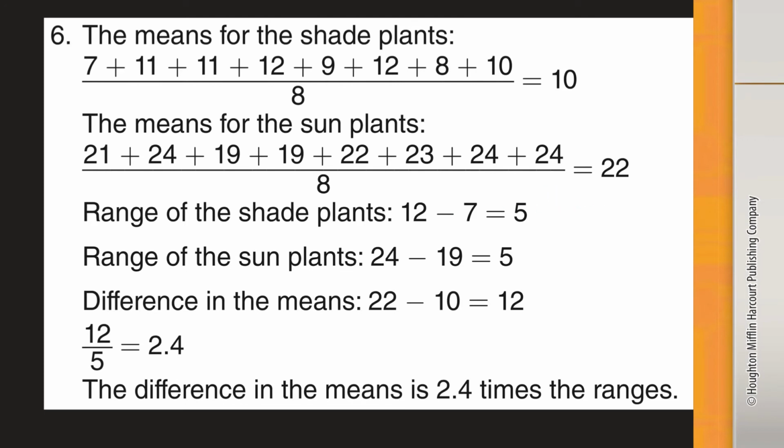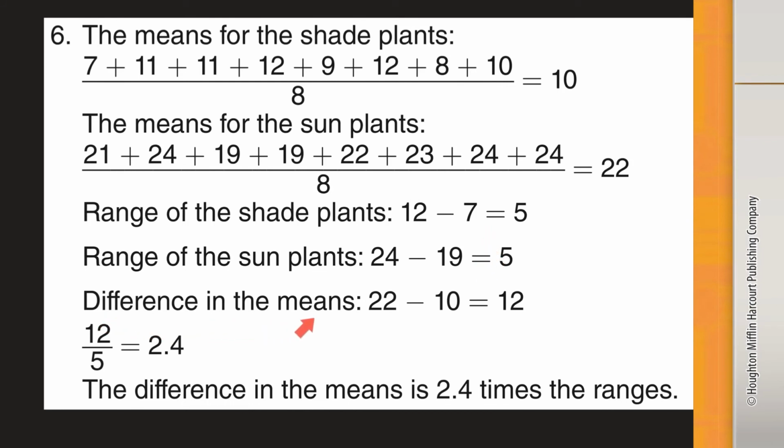So we need to know what the range of each of these is. The range of the shade is, well, we look at the biggest number here, which is 12, and the smallest number is 7. So 12 minus 7 is 5. And the range for the sun plants, well, what's the biggest number? It looks like it's 24, and the smallest one is 19. So subtract 24 minus 19, and you get 5. So the range is the same for both of these.